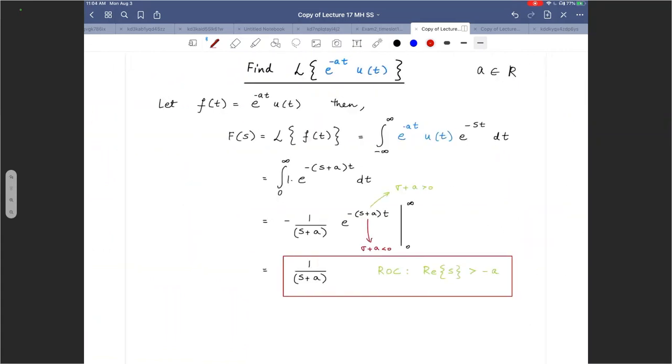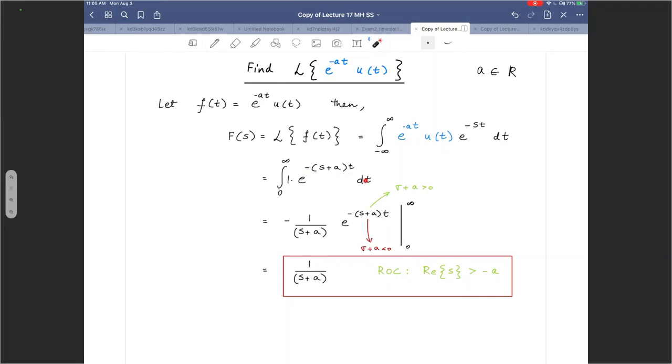All right, let's keep moving. A new signal, e to the minus at u of t, where a belongs to the set of real numbers. e to the minus at u of t can be plugged into our Laplace transform just as we did earlier. Now u of t is 0 for time less than 0, so we adjust the limits there. We combine the exponential functions here. You have minus a here, minus s there, so you can combine them into one exponential function as e to the minus of s plus a times t dt.